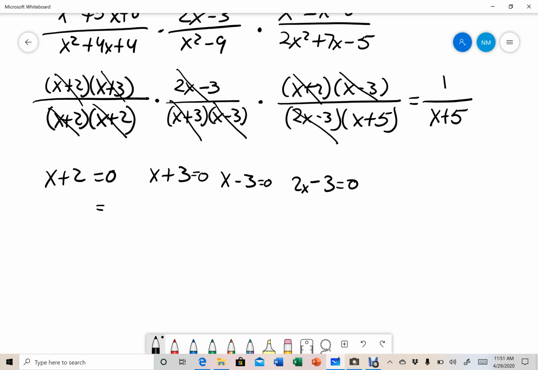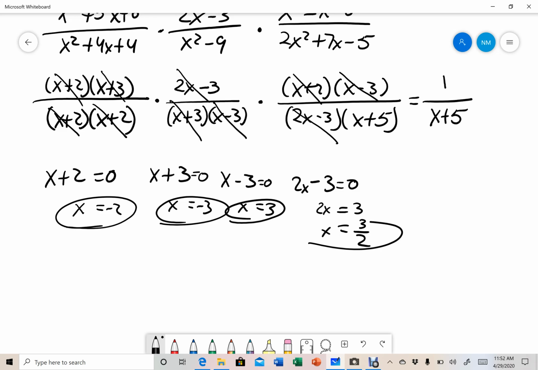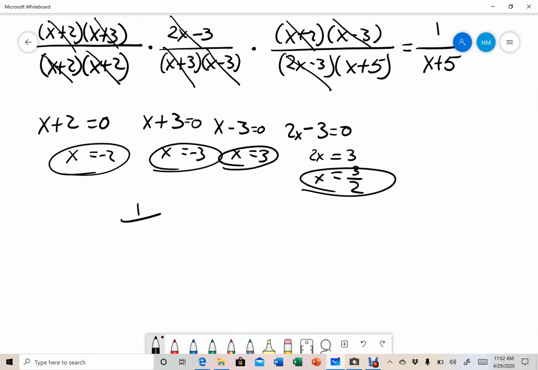Okay, so I solve for x in all of these: x equals -2, -3, +3, and 2x equals 3, so x is 3 over 2. Okay, so here are all my excluded values. I have to include this in my answer. So now my answer is 1 over x plus 5, where x does not equal -2, -3, 3, and 3 over 2.